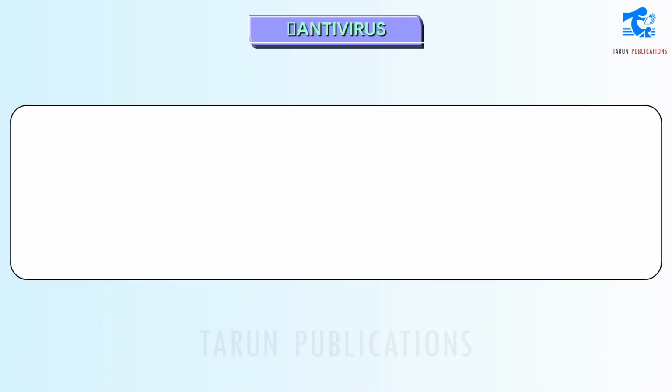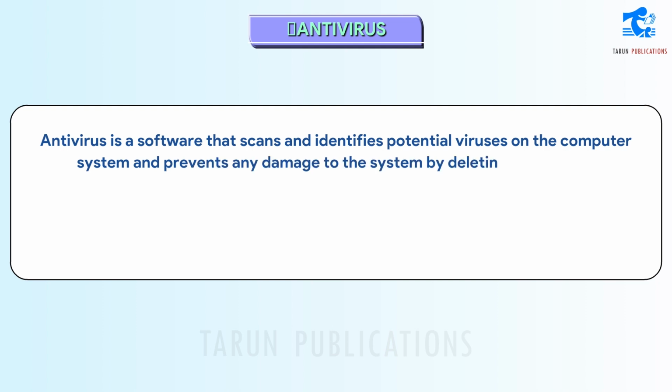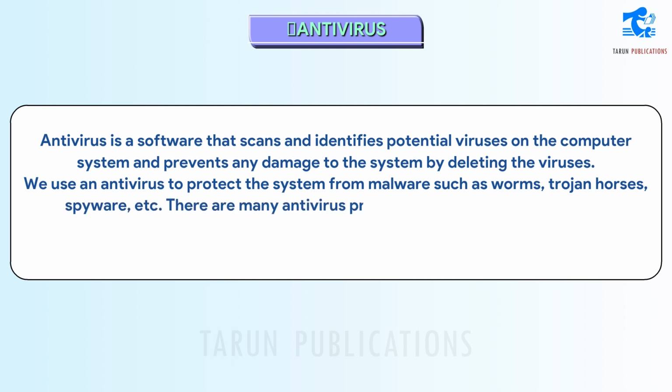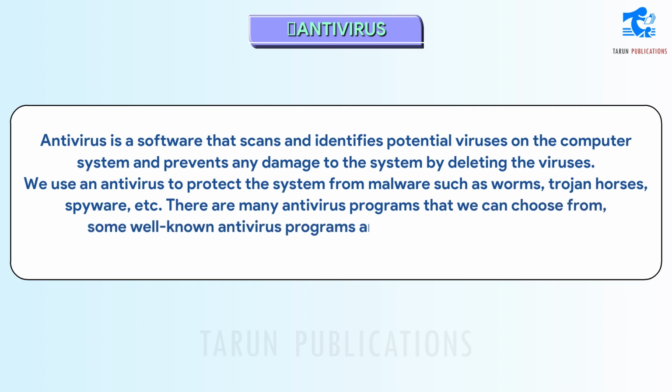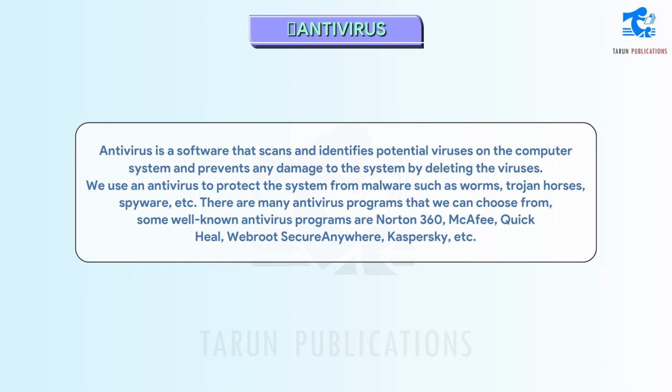Antivirus. Antivirus is a software that scans and identifies potential viruses on the computer system and prevents any damage to the system by deleting the viruses. We use an antivirus to protect the system from malware such as worms, Trojan horses, spyware, etc. There are many antivirus programs that we can choose from. Some well-known antivirus programs are Norton 360, McAfee, Quick Heal, Webroot SecureAnywhere, Kaspersky, etc.